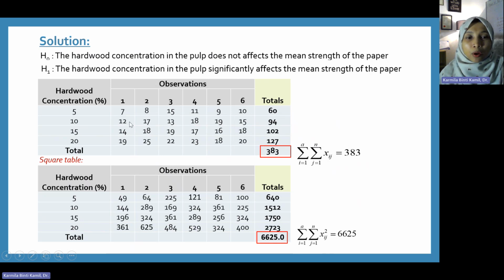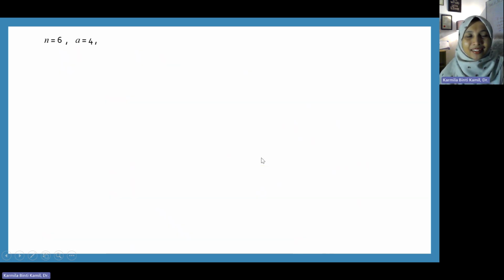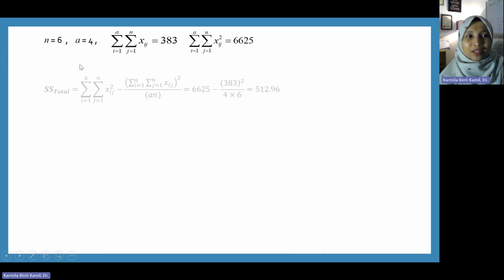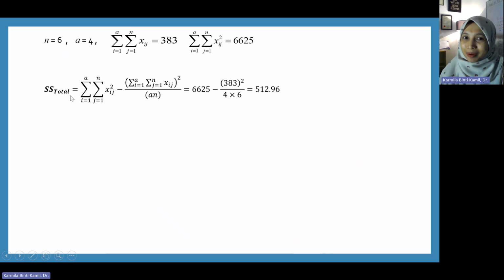Next, you square all the values for each observation at each level and then find the summation. So here you will get the summation of xij squared, and the first one is the summation of xij. Now we already have all this information. Next, we need to find the SS total. Remember, the first thing we need to find is the SS total.